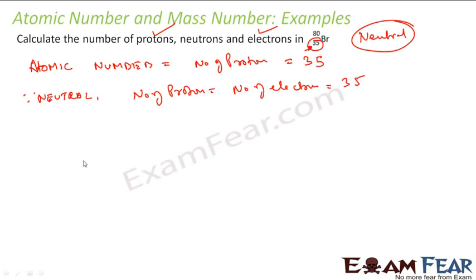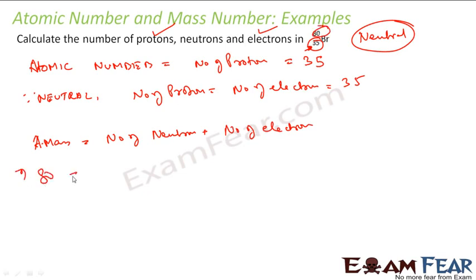Now number of neutrons. So we know that atomic mass is nothing but number of neutron plus number of proton. So we know the atomic mass 18. Number of neutron is something we don't know. We'll say x plus number of proton is something which we know, 35.